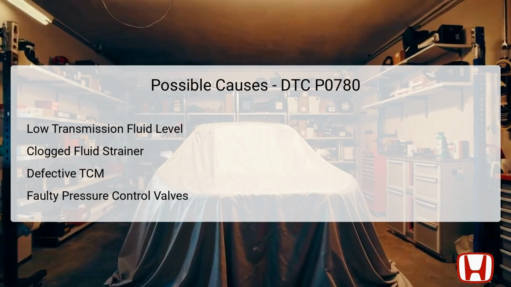Several potential causes may trigger DTC P0780, beginning with a low transmission fluid level. Insufficient fluid can hinder the hydraulic pressure necessary for smooth shifting, causing operational failures. A clogged fluid strainer may also contribute, as it can restrict the flow of transmission fluid, leading to inadequate lubrication or pressure issues. Additionally, a defective transmission control module, TCM, can misinterpret vehicle conditions, contributing to erratic shifting behavior.